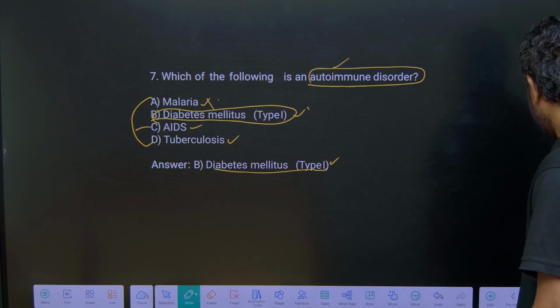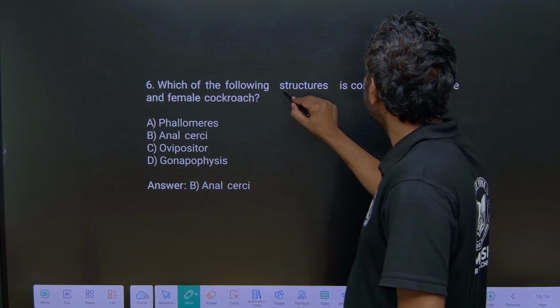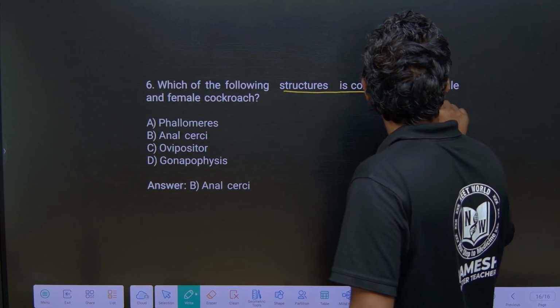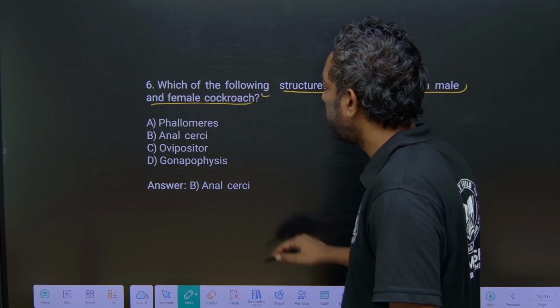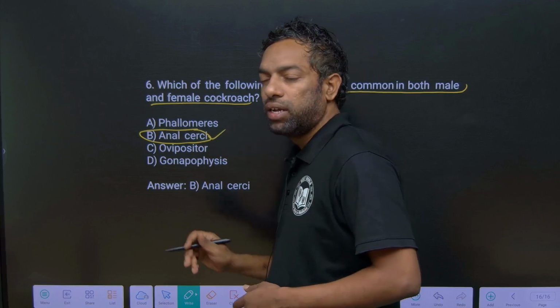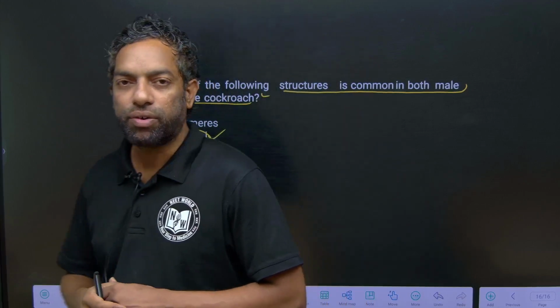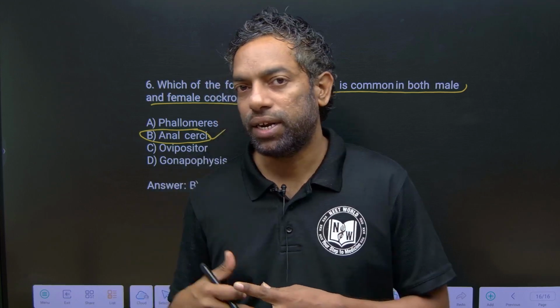Next question. Which of the following structures are common in both male and female cockroaches? Anal cerci. This is the only structure that is the same in male and female cockroaches. These are all the innovative questions I took.